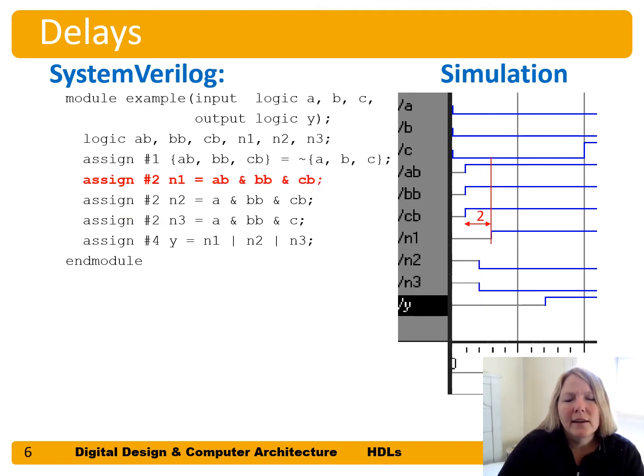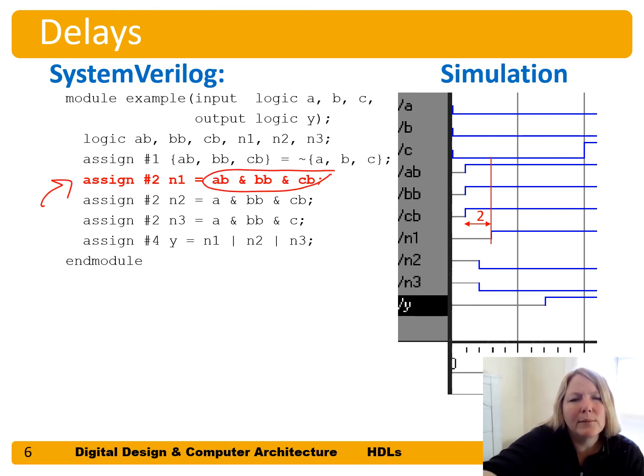And then this statement here, assigning N1, depends on inputs A bar, B bar, and C bar. And so that responds 2 clock ticks after those change, which is at clock tick 3. Right, A bar, B bar, C bar change there, 2 clock ticks later, and N1 changes.